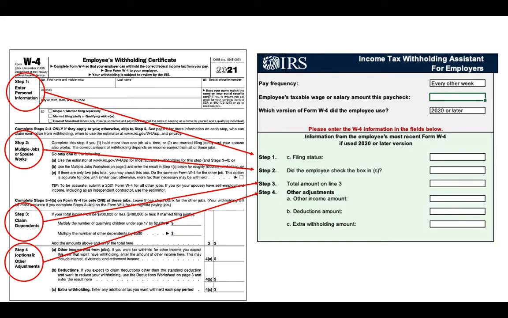Now, we can also use the tax assistant for the Form W-4s that are 2020 or later. When you open the assistant, I believe it's defaulted to 2020 or later W-4 use. These steps directly relate to the W-4 steps. So you're going to fill out the filing status, which comes from step 1. Step 2, did you check the box? Yes or no? Step 3, what's the amount on line 3 from the dependents? And step 4, what are the other amounts?